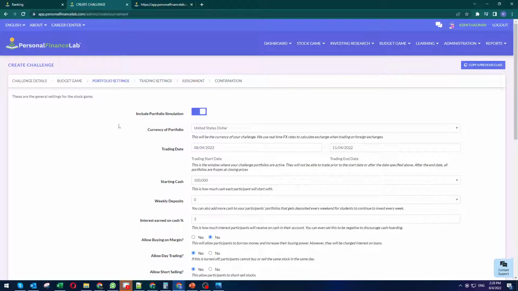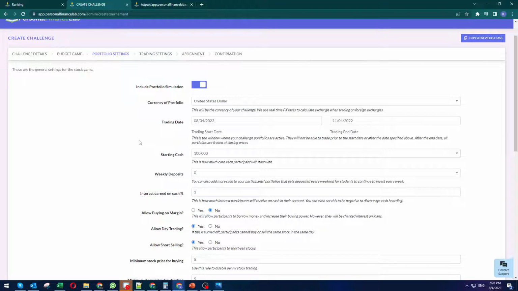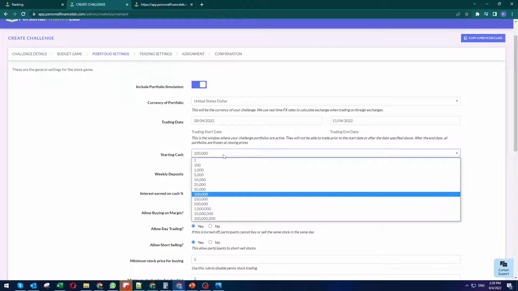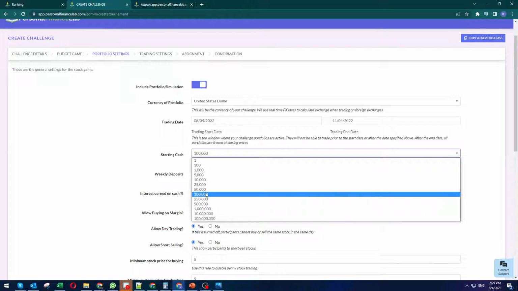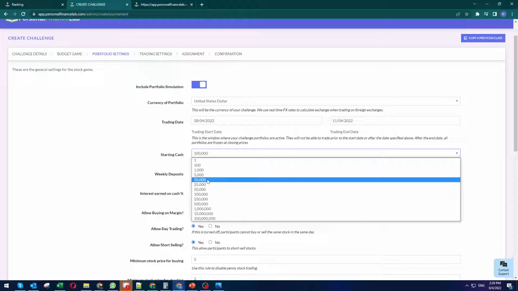Next, for the stock game, we have a ton of different settings here. If you've not seen a stock game before, you might be familiar with some of these. Some you probably haven't seen is starting cash. How much money do you want your students to start out with? $100,000 used to be the standard, but more and more teachers are starting with $1,000 or $10,000 to make it a little bit more realistic for students.